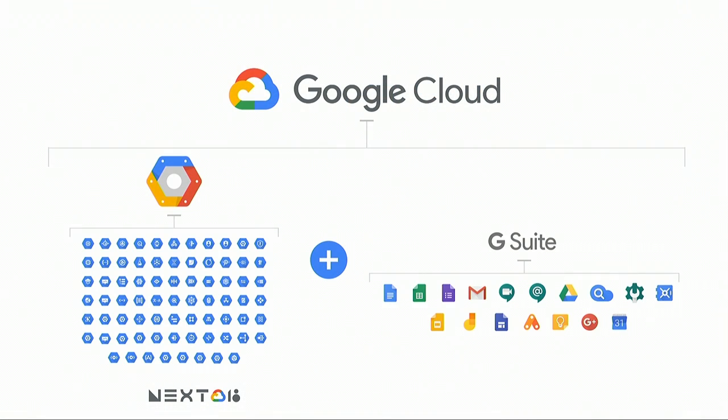Now, from a bird's eye view, what is Google Cloud as a whole? Well, it's actually made up of the Google Cloud Platform on one side and G Suite on the other. So GCP is responsible for the infrastructure and platform as a service levels of cloud computing.